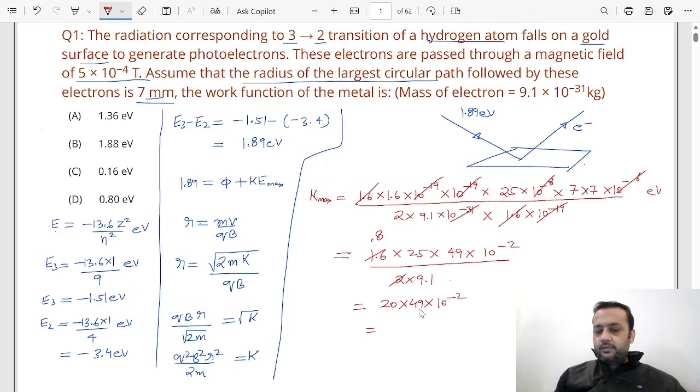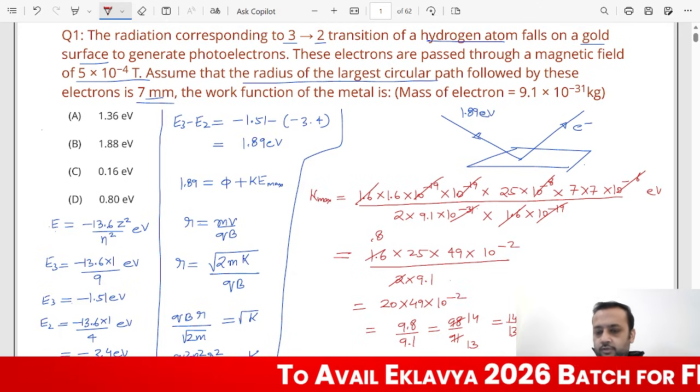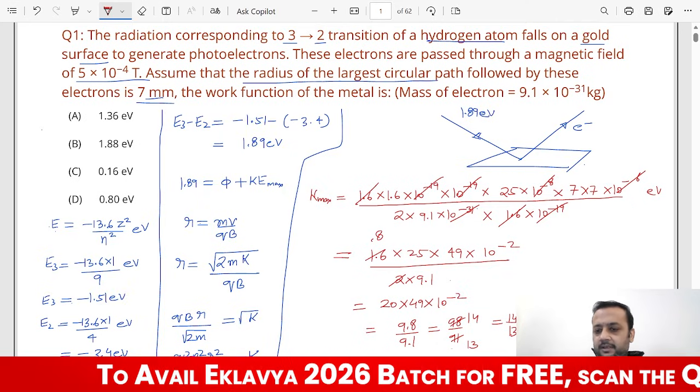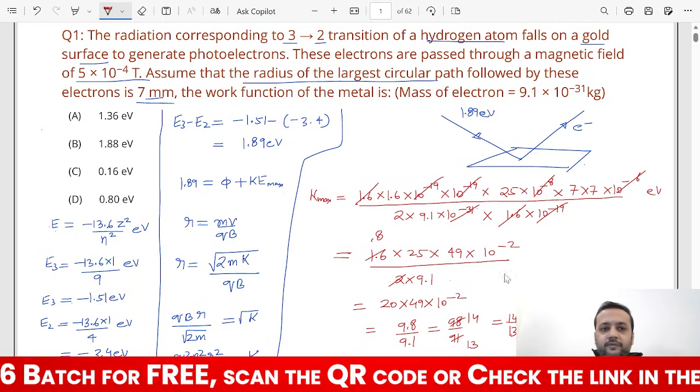So effectively you can see this becomes 4.9 into 2. That means 9.8 divided by 9.1, so basically 98 by 91. So 7 into 13 and 7 into 14, which means 14 by 13 electron volt, which is nearly 1.08 electron volt approximately. So this is the value of the Kmax.